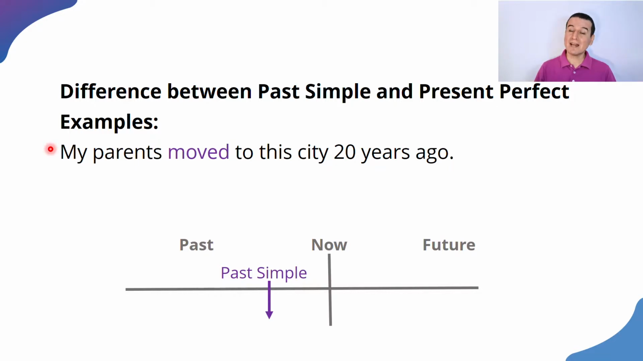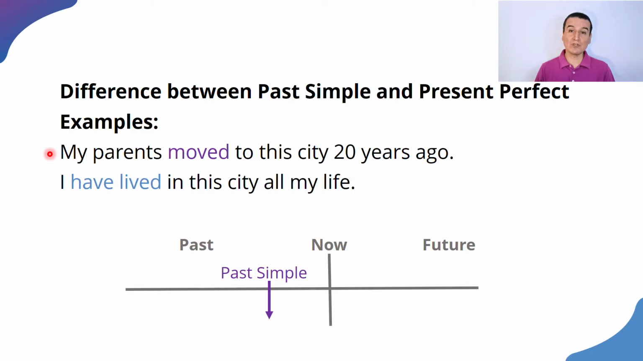All right? Now, let's see the difference between another verb tense that we use to describe actions in the past, and it's the one that we use in the following example. I have lived in this city all my life. Let's look at the timeline.